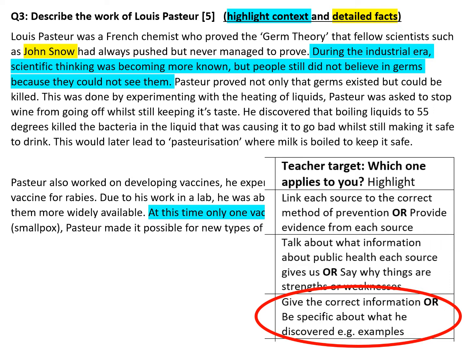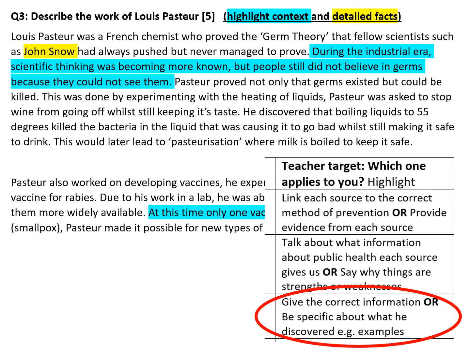So which teacher target applied to you when you had a go at doing a new Pasteur? Most of you managed to do the germ theory. I don't know if you quite described how he proved the germ theory that well. Some of you managed to think about vaccines, but most of you didn't think about that one. So, were you somebody who messed up information and therefore you need to work on actually giving the correct information about whatever you're describing, or did you nail that and you're kind of looking to move on a little bit?